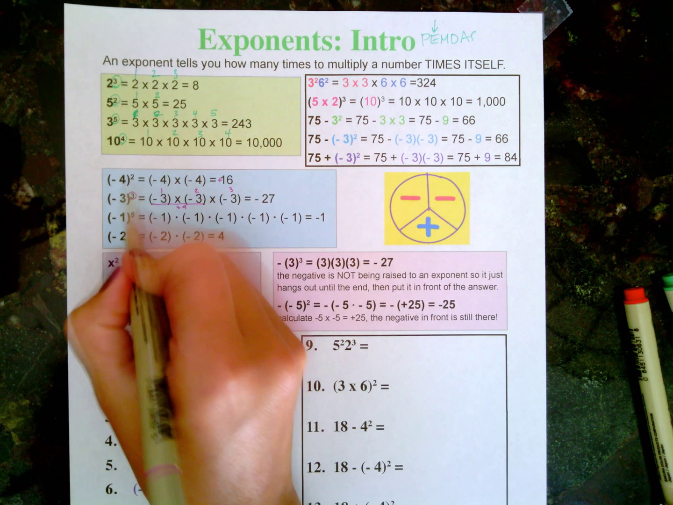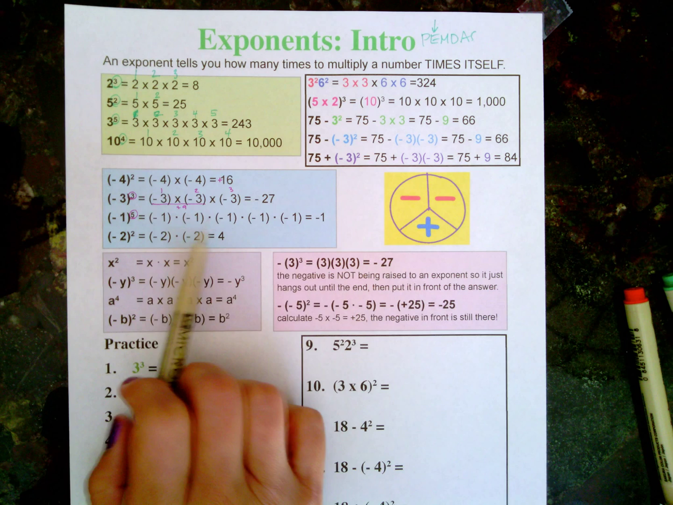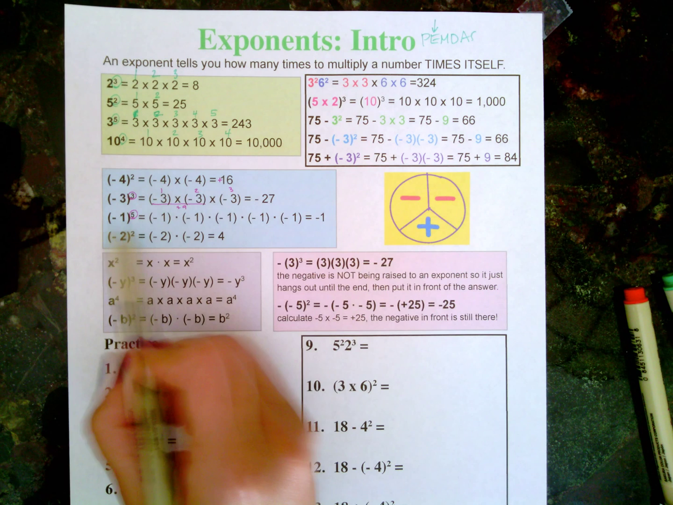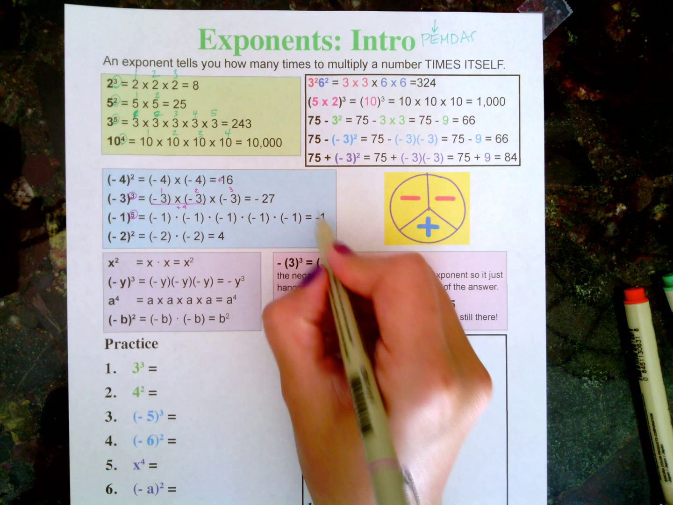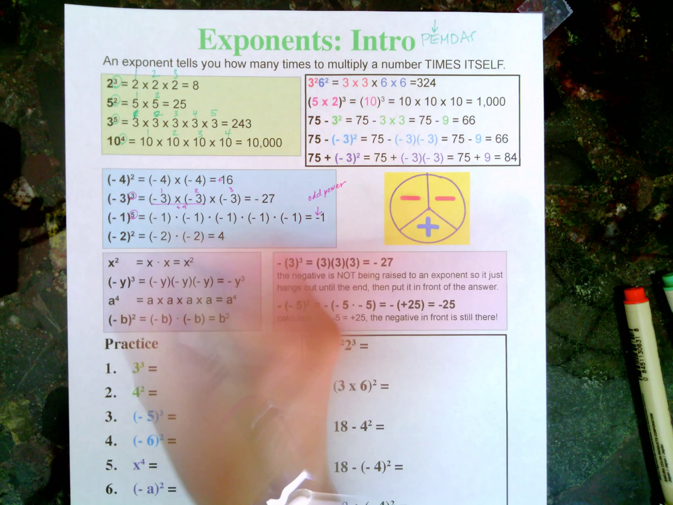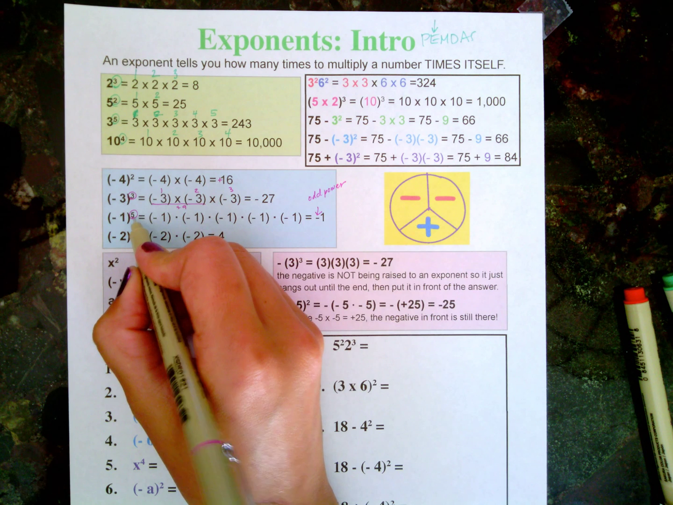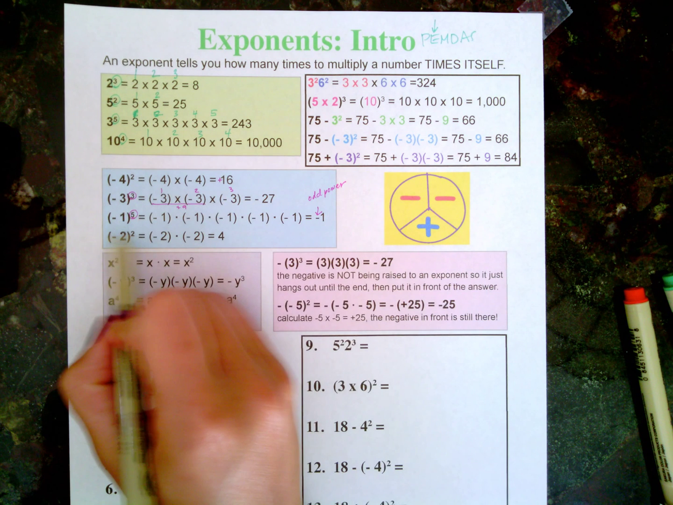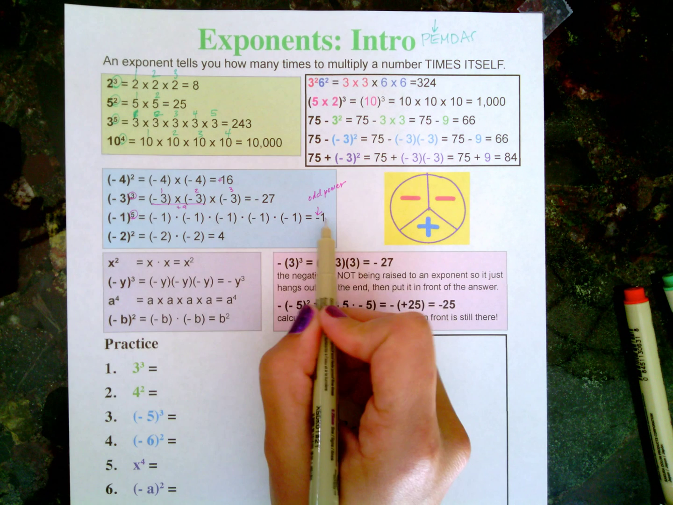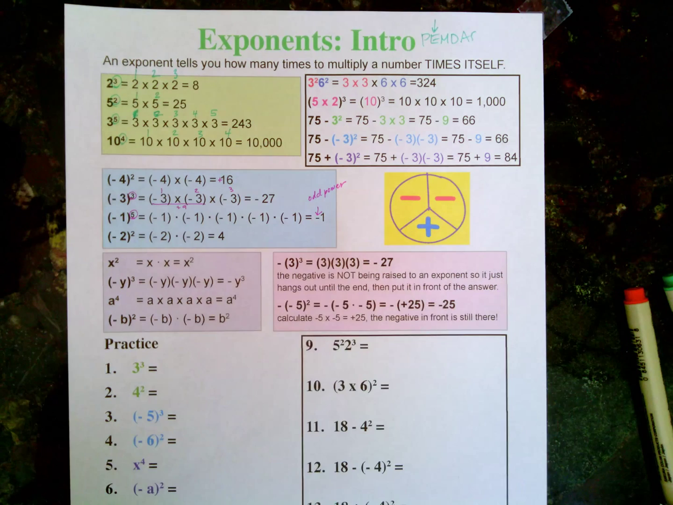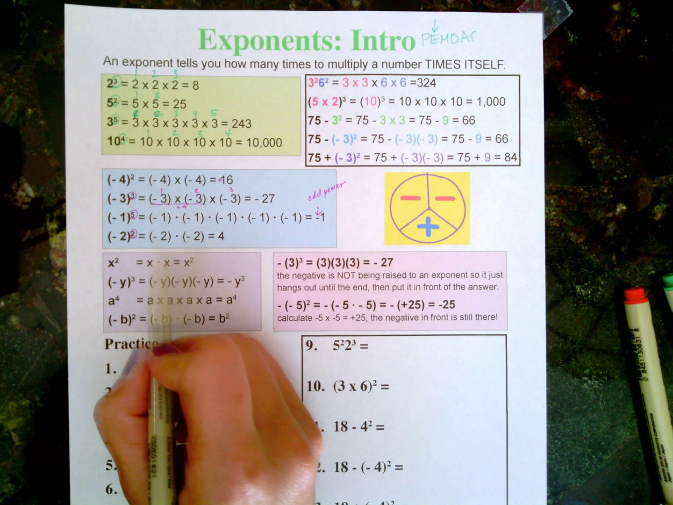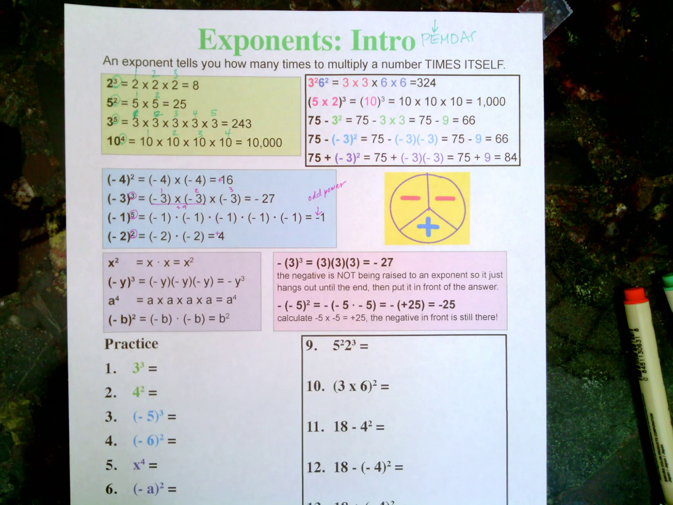Okay, here we've got -1 to the 5th. 2, 3, 4, 5. So we've got 5 of them. Anytime you have a negative raised to an odd power, the answer will be negative. So if this was a 5, 7, 3, 9, 11, any odd number, if you have a negative number raised to an odd power, your answer will end up being negative. In this case, it's just 1 times itself 5 times, so that's just -1. Okay, -2 squared, -2 to the second power, that's 2 of them. -2 times -2 is positive 4.